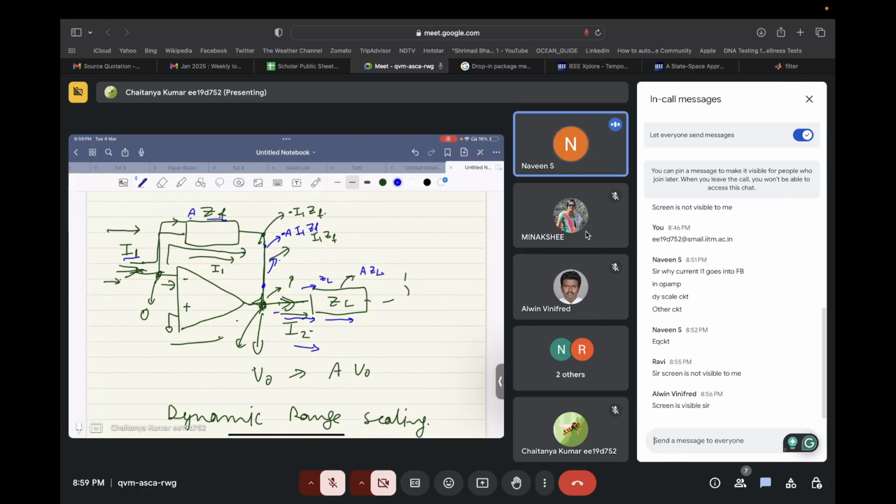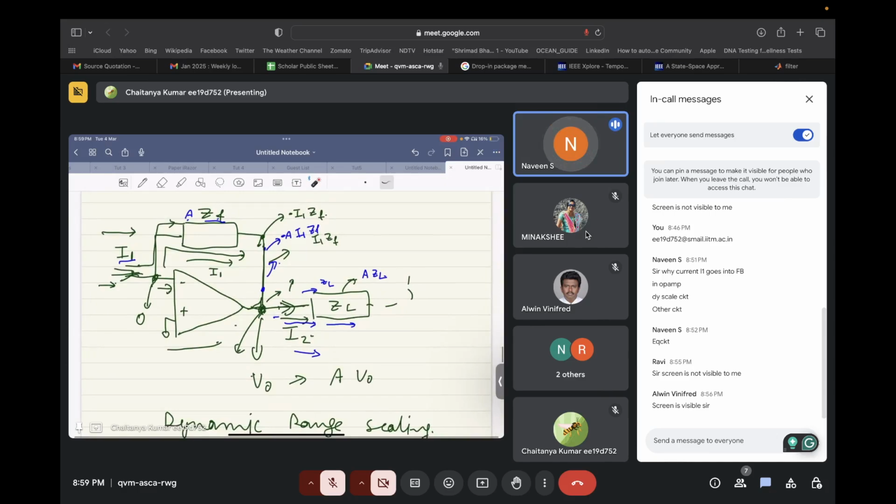At which node? At the non-inverting node, sir. At the inverting node, you mean? Yeah, inverting node, yes, sir. So we will take KCL and we will write incoming current I1 and from the output, current I out will be coming through that ZF. Like that we will take and we will write minus RF by R1.